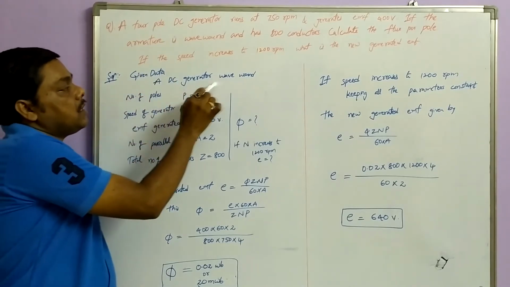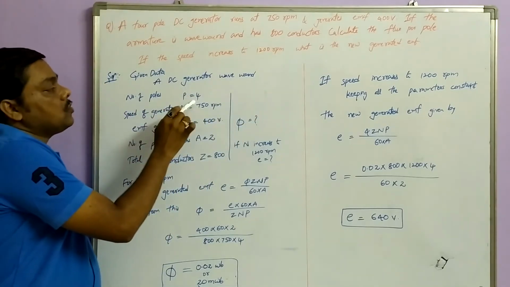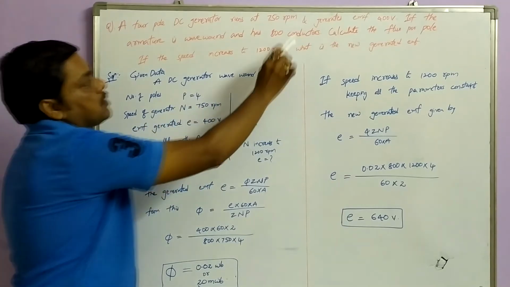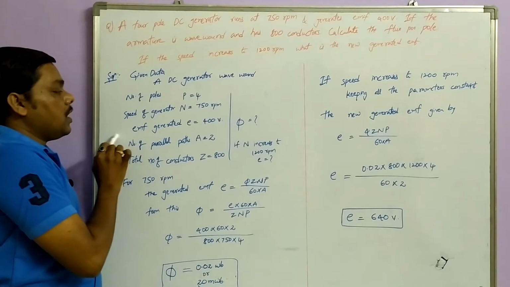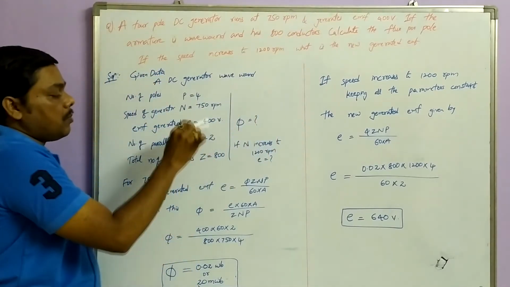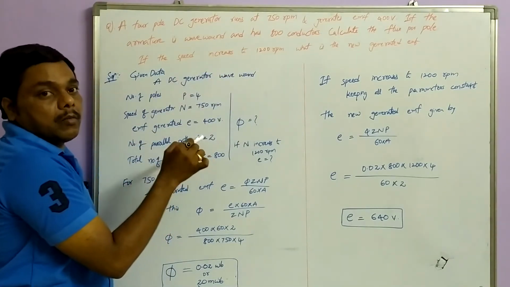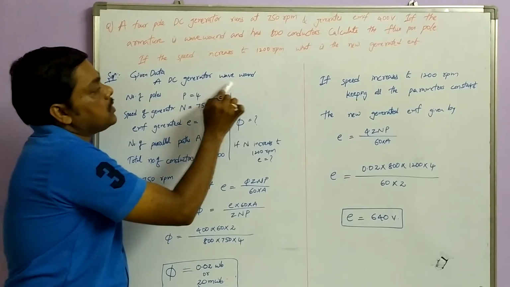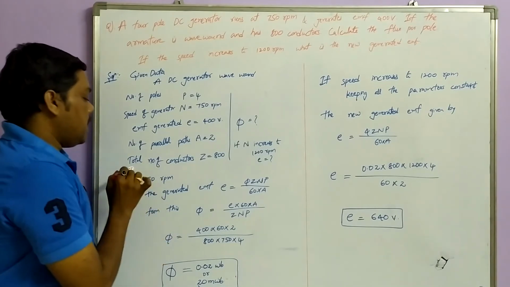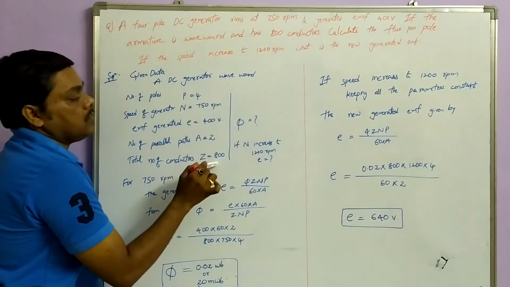A DC generator with wave wound connection has number of poles P equal to 4, and the speed of the generator is 750 rpm, with EMF generated initially 400 volts at 750 rpm, and number of parallel paths equal to 2. Why am I writing number of parallel paths equal to 2? Since it is a wave wound connection. If it is lap, it is equal to the number of poles. And the total number of armature conductors is 800.